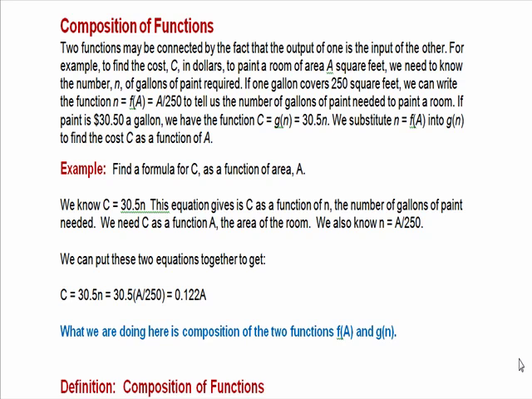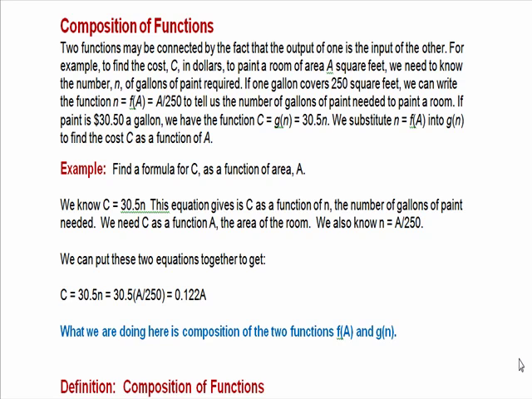Let's begin our discussion of composition of functions with a particular example. Two functions may be connected by the fact that the output of one is the input of the other. So for example, suppose I want to find the cost in dollars to paint a room of A area square feet. We need to know the number of gallons of paint required.